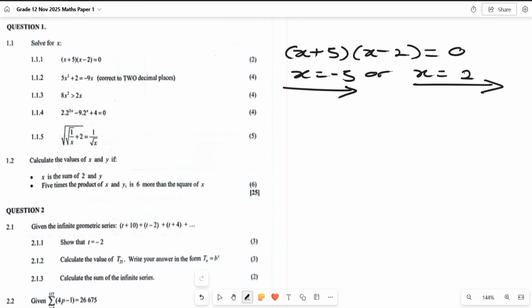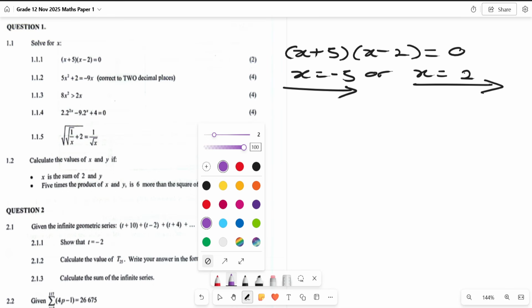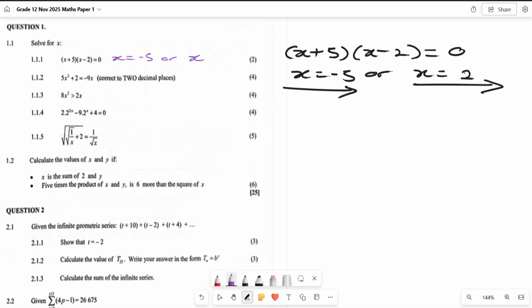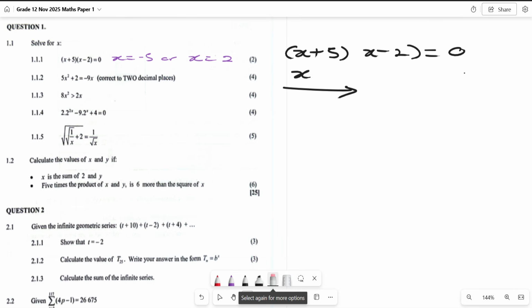So as you can see, that is going to be your answer for the first part. Let me write the answers in a different color so that we are together with the others: x is equal to minus 5 or x is equal to 2. That is for those who want to skip. That is the first question, guys.